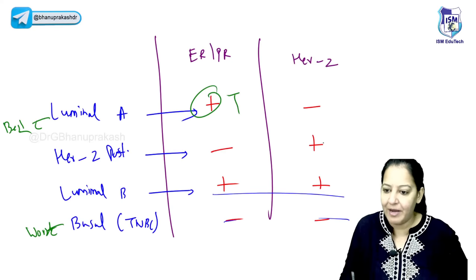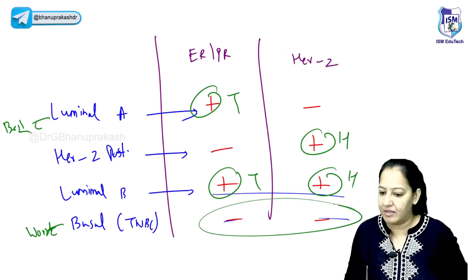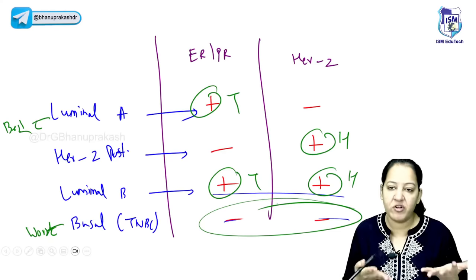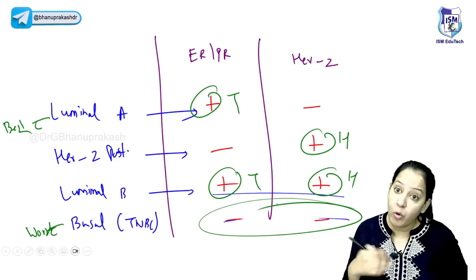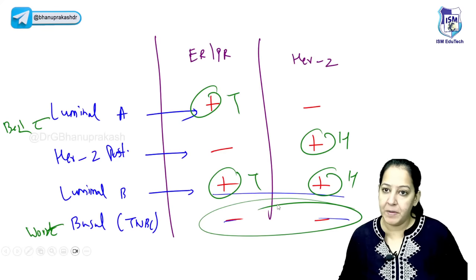Here only tamoxifen, here only Herceptin, here tamoxifen as well as Herceptin, here nothing. Here we cannot give. It's costly, it's good you are giving nothing. But you know, for the patient it's bad. The patient will present with more recurrence. Recurrences are more. It's aggressive. And recurrences are very common in triple negative breast cancer.